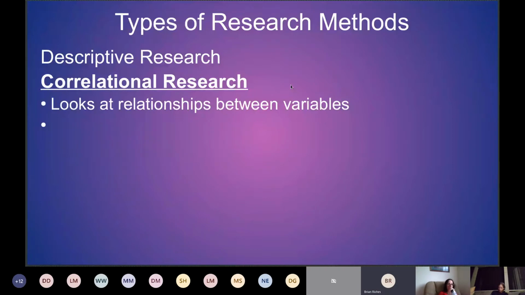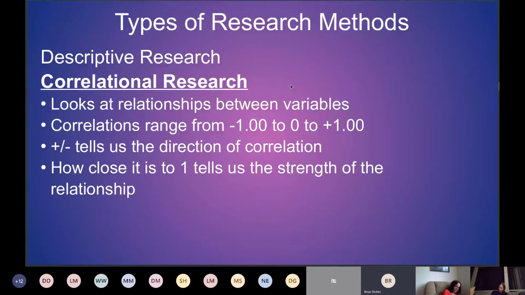It looks at relationships between different variables. So some variables we've talked about today are happiness. Another variable we've talked about is group identity. So when people have a strong group identity, are they more happy or are they less happy? Does it depend on the group that they're in? So you would look at the relationship between those two variables, happiness and group identity.